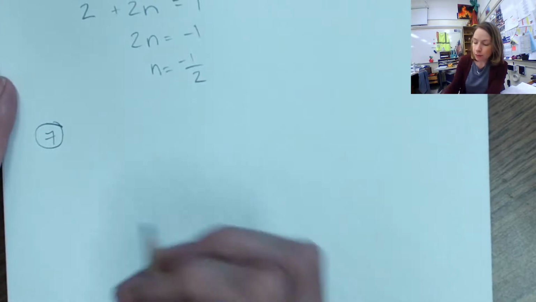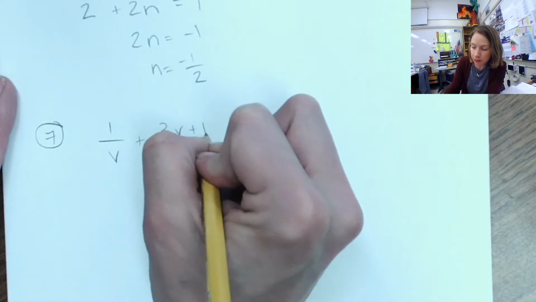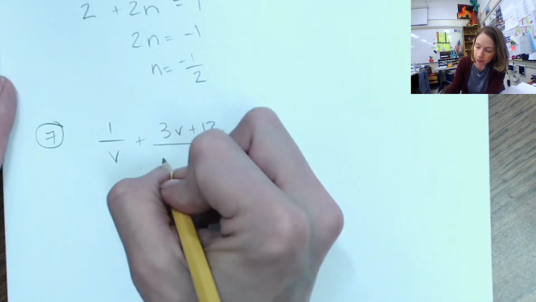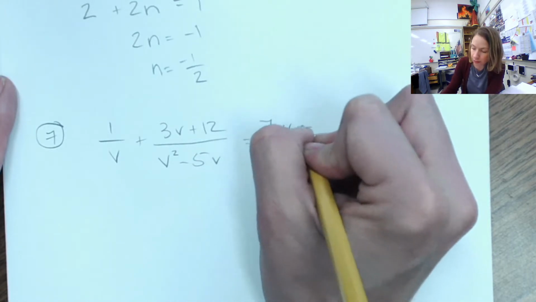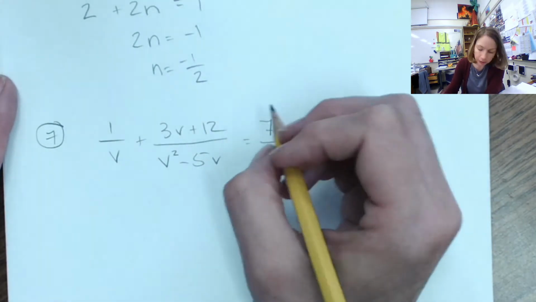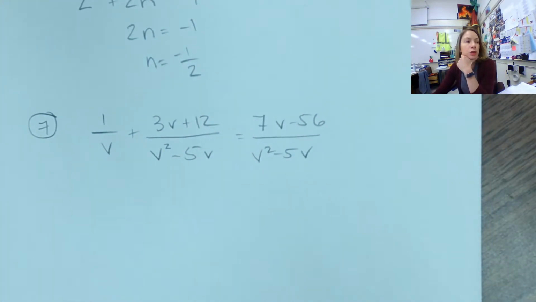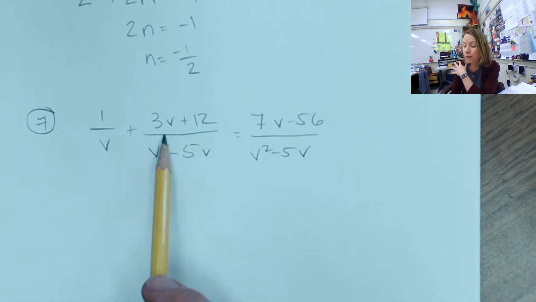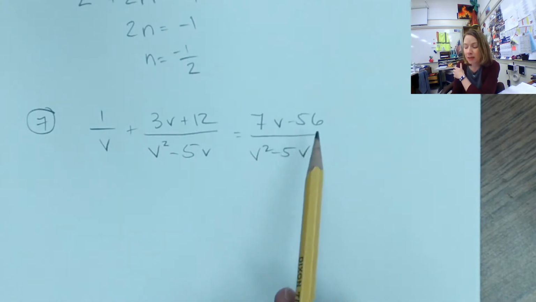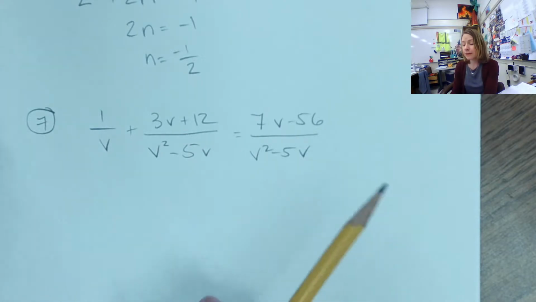So number 7, I've got 1/v plus 3v plus 12 all over v squared minus 5v equals 7v minus 56 all over v squared minus 5v. Now, in order to make sure that we're multiplying by the common denominator, the best thing that we could do is factor everything that's in my denominators. I don't want to worry about factoring the tops first because that's not going to help us much. We want to start with our denominators so that we can figure out what our common denominator is.